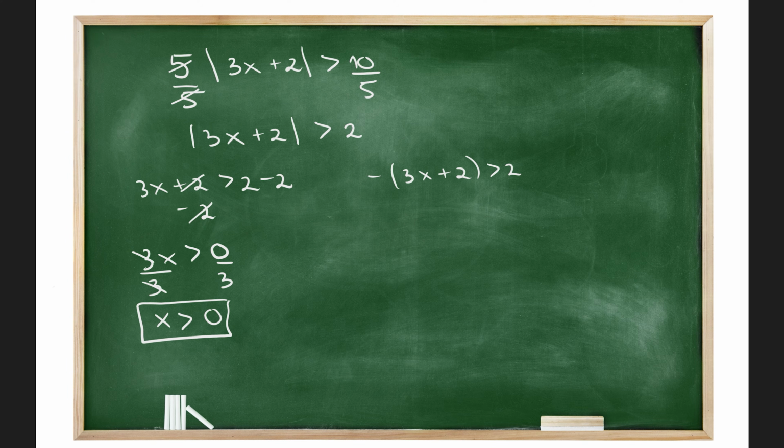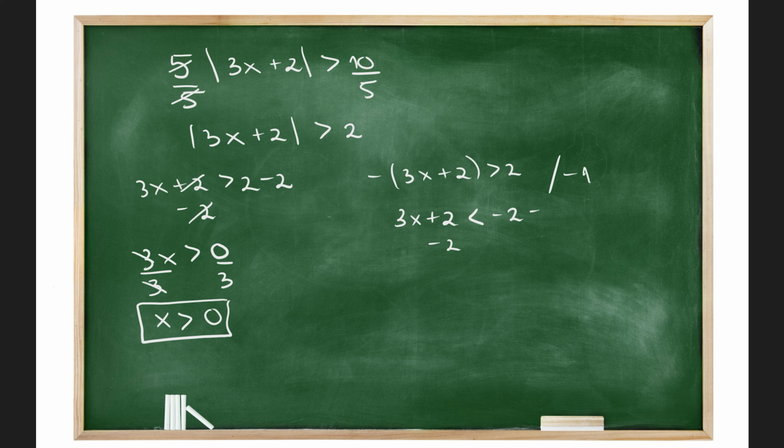To solve the second inequality, we must multiply both sides by -1 to get rid of the minus. And if you remember, when we multiply or divide the whole inequality by a negative number, we must flip the inequality sign, which gives us 3x plus 2 being less than -2.